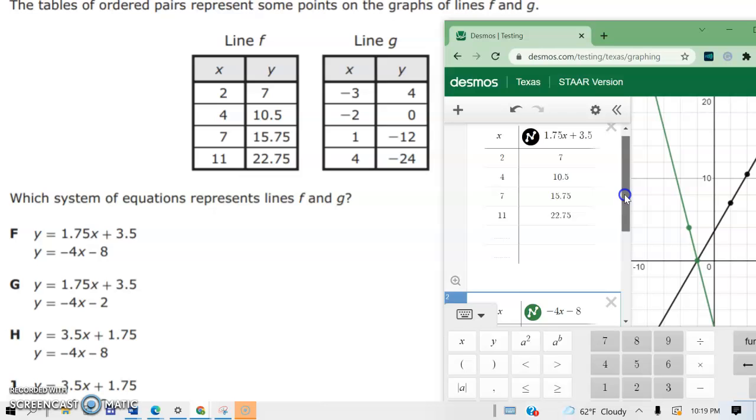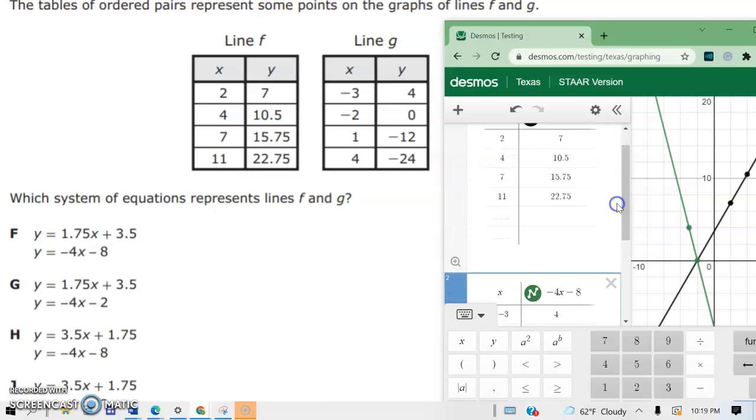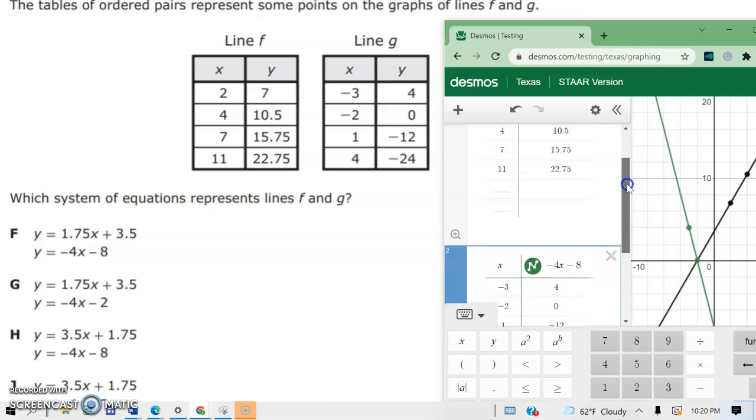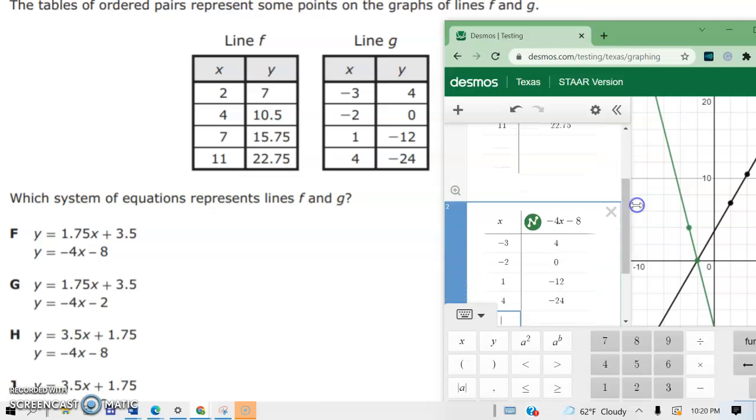So as you can see, all these points are in line F, and all these points are in line G, because they match. And our answer right here is F. And that's all you do. It's the same thing as when you're doing one line, but now you're going to check two lines instead.